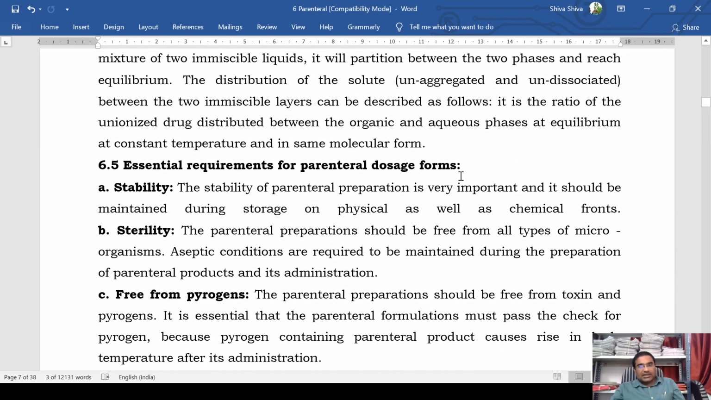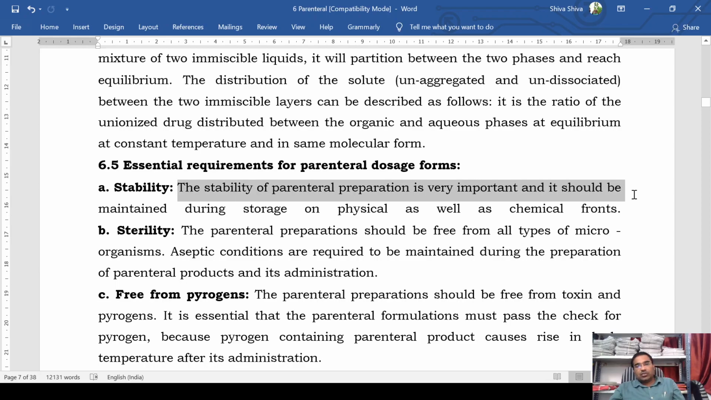Then next is the essential requirement for parenteral dosage form. So what are the requirements if you want to prepare a parenteral dosage form? So the most important and foremost requirement is stability. So the parenteral dosage form must be stable. The stability of parenteral preparation is very important and should be maintained during the storage on physical as well as chemical fronts. So your parenteral dosage form should be physically as well as chemically stable.